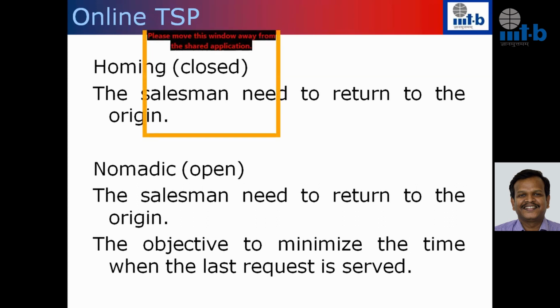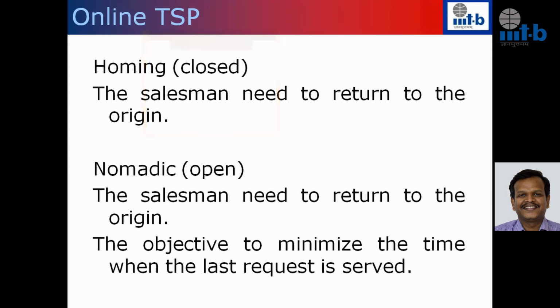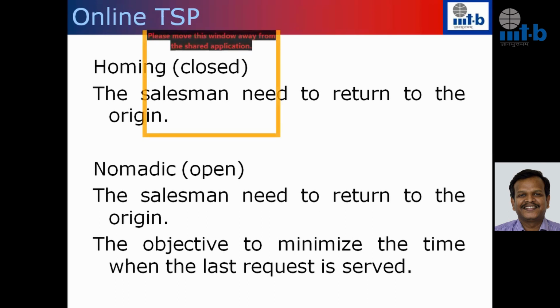In the open TSP, you start at the origin, but when you finish the last one, you don't have to come back to the origin, right? So when you visit all the request points, you're done. So in today's talk, the objective function that we are trying to minimize is the time when the last request is served. So there are several requests which are coming, and you have to serve all the requests. So the objective function that we are trying to minimize is the time of the last request that you serve.